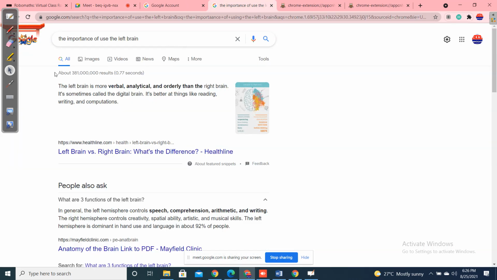Now, read here. What is here? The left brain is more verbal and analytical and more orderly than the right brain. It's sometimes called the digital brain. It's better at things like reading, writing, and computations. Okay.